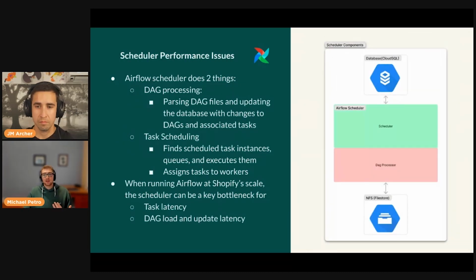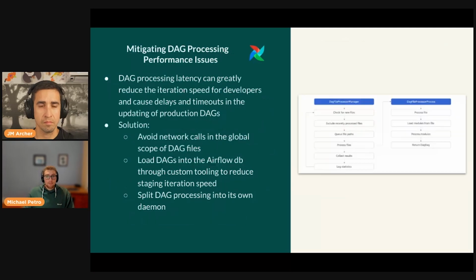The biggest challenge we faced running Airflow at scale is scheduler performance issues. The Airflow scheduler does two things primarily: DAG processing and task scheduling. The DAG processor parses DAG files and updates the database with DAGs and changes to existing DAGs. The scheduling process starts new DAG runs, queues associated tasks, and assigns them to workers for execution. We found that the scheduler can be a key bottleneck for task scheduling latency, which can cause DAGs to be executed late, and DAG parsing latency, which causes a poor user experience.